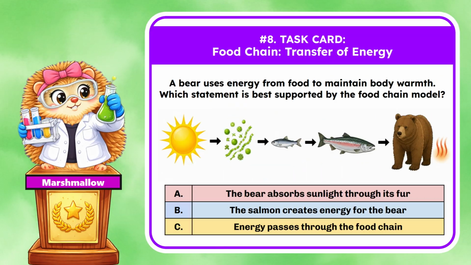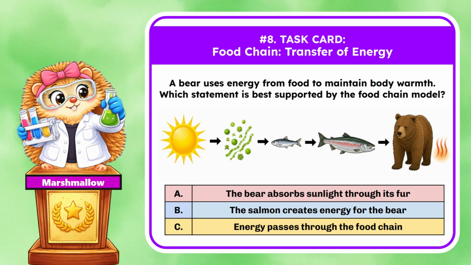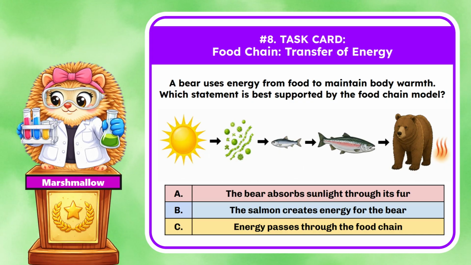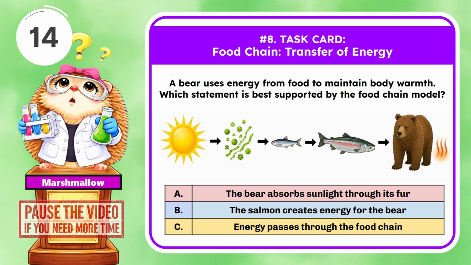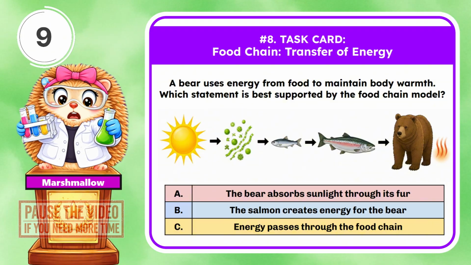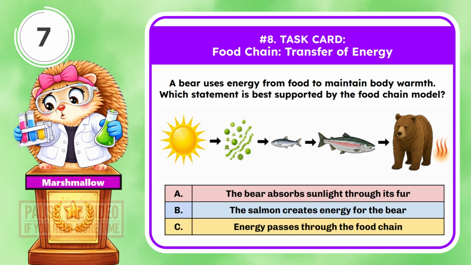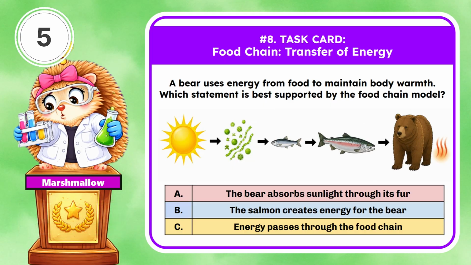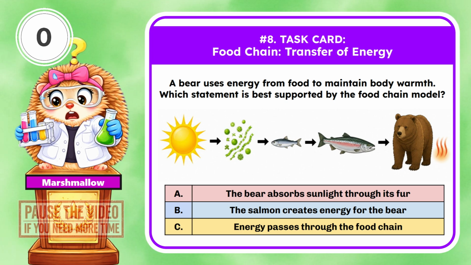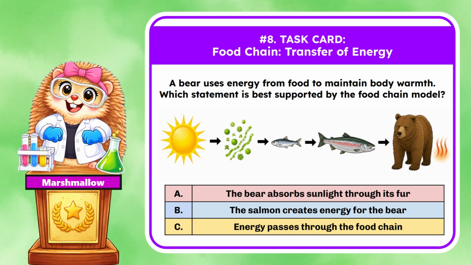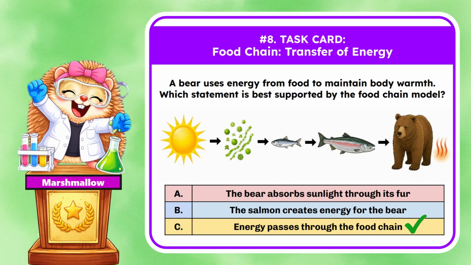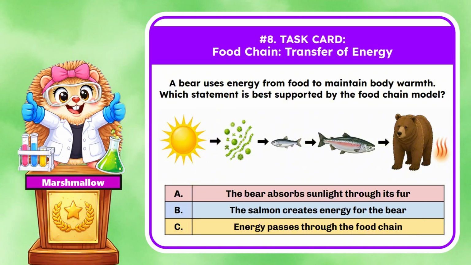A bear uses energy from food to maintain body warmth. Which statement is best supported by the food chain model? And the correct answer is letter C. Energy passes through the food chain.